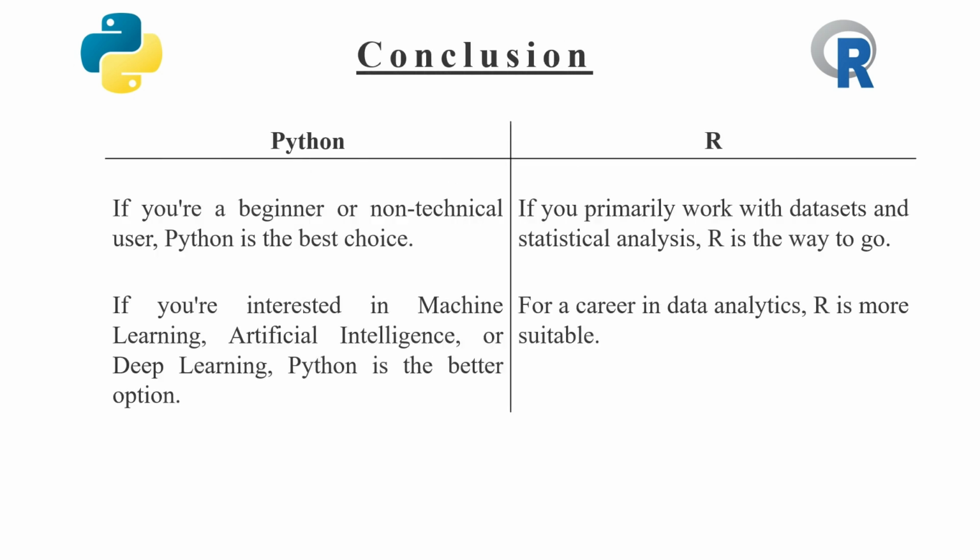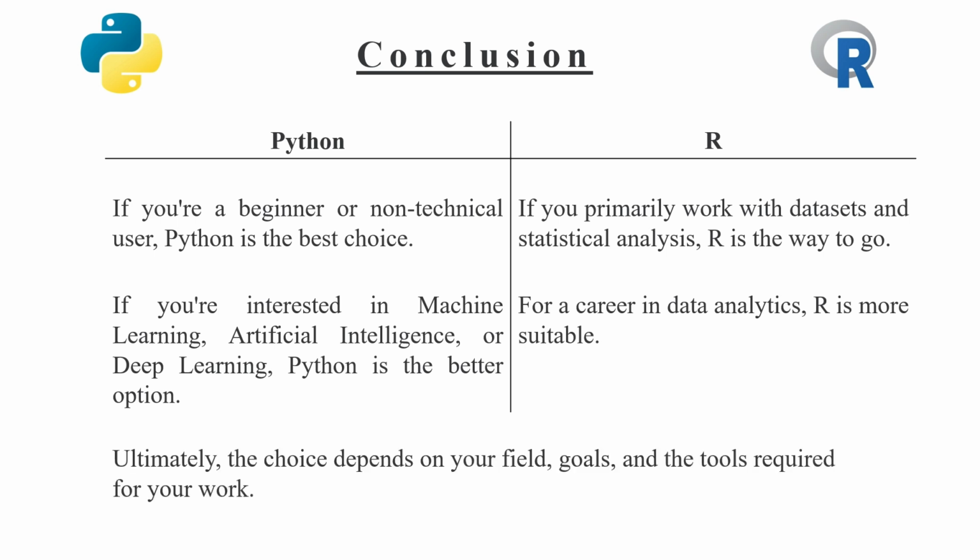So the conclusion of the study is that if you are a beginner or non-technical user, Python is the best choice for you. And if you primarily work with datasets and statistical analysis, R is the way to go. And if you are interested in machine learning, AI, or deep learning, Python is the best option. Not only better, it is the best option. For a career in data analytics, R is more suitable. So ultimately, the choice depends on your field, goals, and tools required for your work. But if you are into machine learning and data science, then Python is a clear winner.